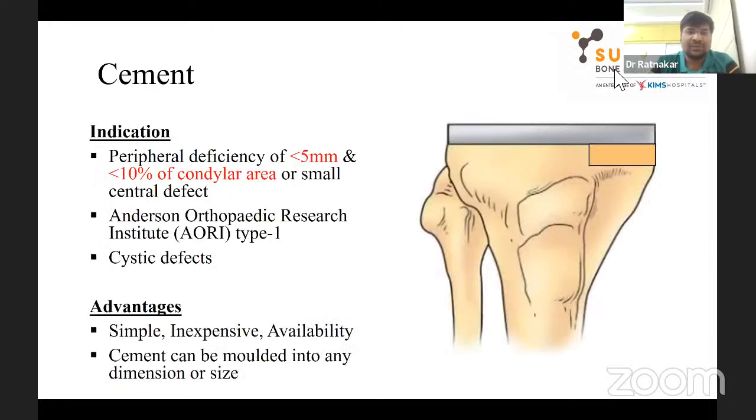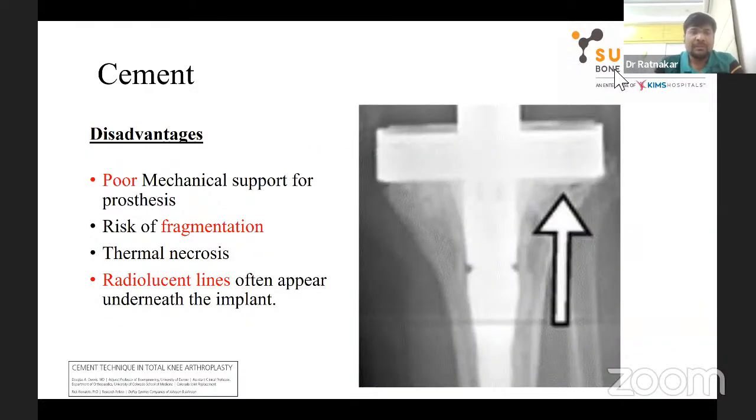So cement is usually required when the defect is less than 5 millimeters and involves less than 10% of the condylar area. Or it is also used in ARI type 1 where there are cystic defects. The advantages of the cement are it is simple, it is very inexpensive, it is available because you will be going to cement your components, and you can mold your cement in any shape and size you need. But the downside with the cement is it has a poor mechanical support. There is risk of fragmentation or associated thermal necrosis.